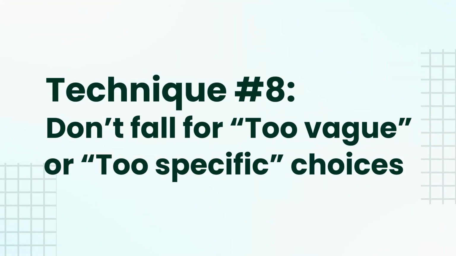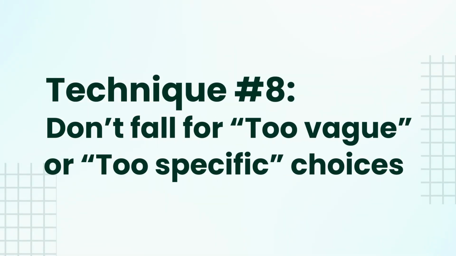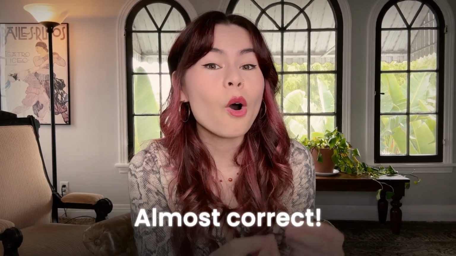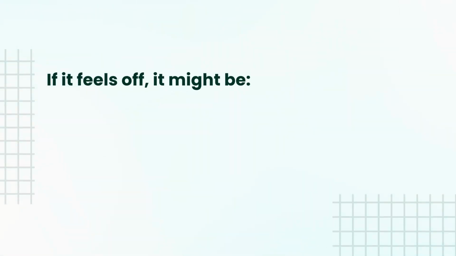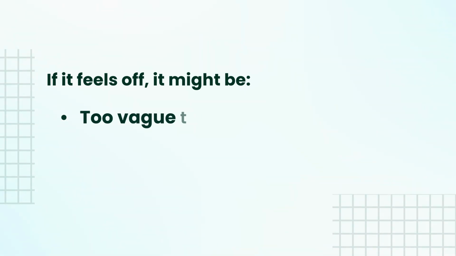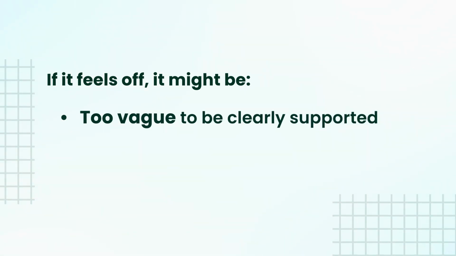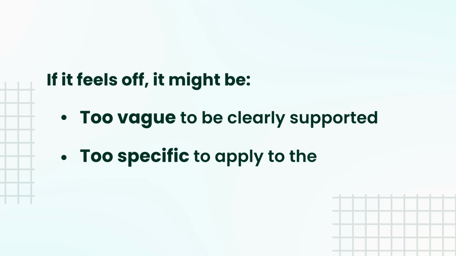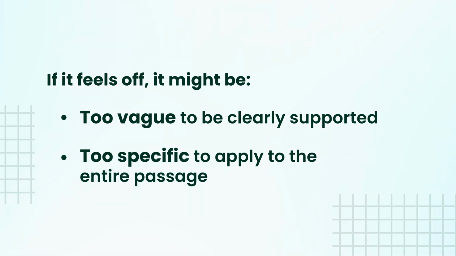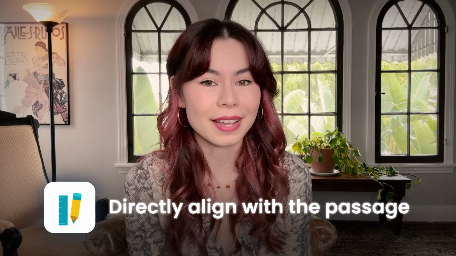Technique number 8. Don't fall for answer choices that are too vague or too specific. The College Board will often write answer choices to sound almost correct. And if it feels off, it might be because it feels too vague to be clearly supported, or it's too specific to apply to the entire passage. So remember, your answer should directly align with the passage.